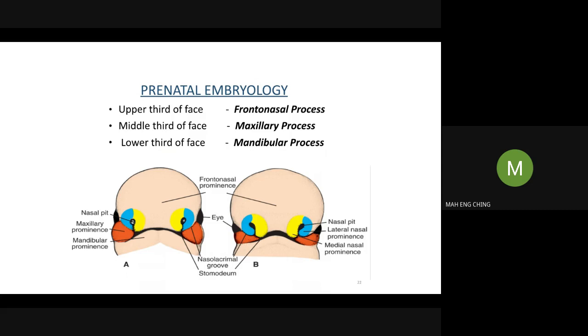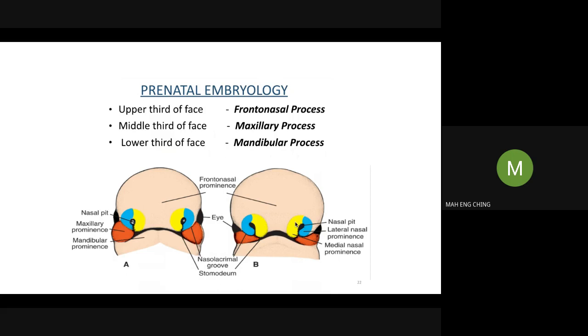So in prenatal embryology, we know the face is divided into 3 parts: upper, middle, and lower. The upper is formed by the frontal nasal. The middle is the maxillary process. The lower third is the mandibular process. The ratio for these 3 parts should be 1:1:1. Upper, middle, and lower must be in proportion in order to become beautiful and handsome.